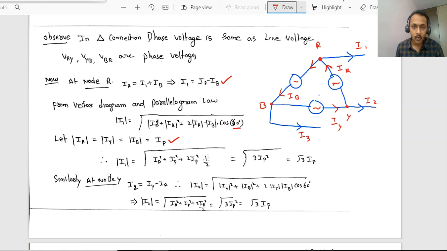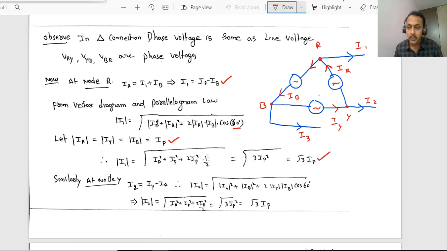Therefore, I1 equals root over, in place of IR and IB, we will substitute IP, because the magnitude will be the same. The angle difference will be 120 degrees because the system is balanced. Now IP square plus 2 IP square into 1 by 2. We will get root of 3 IP square. It is simply root 3 times IP.